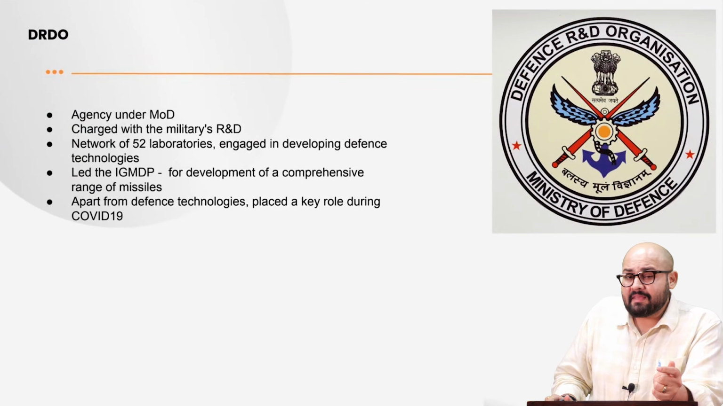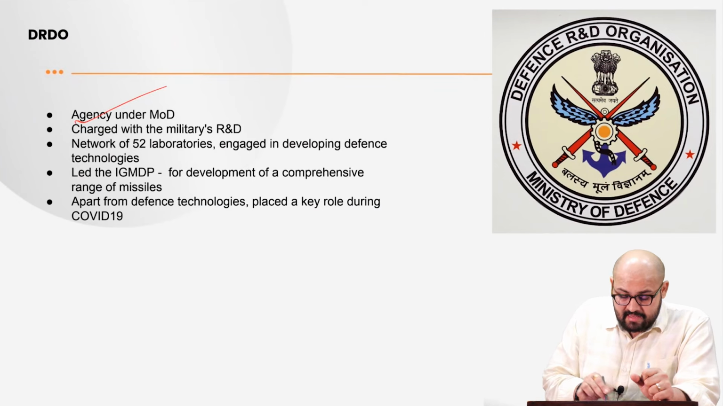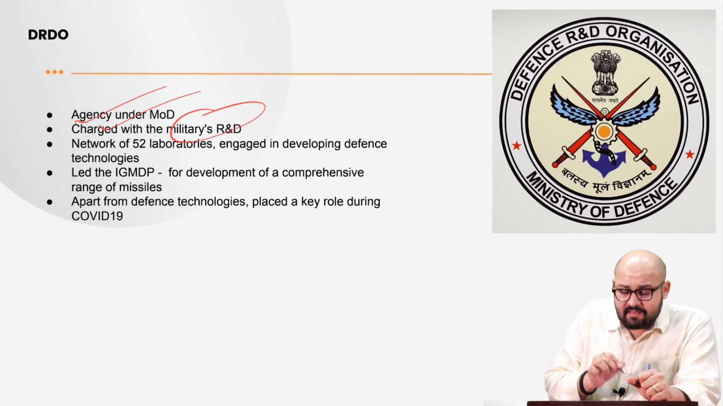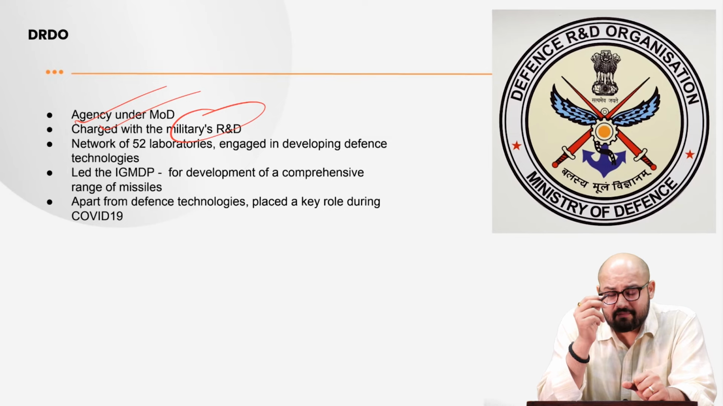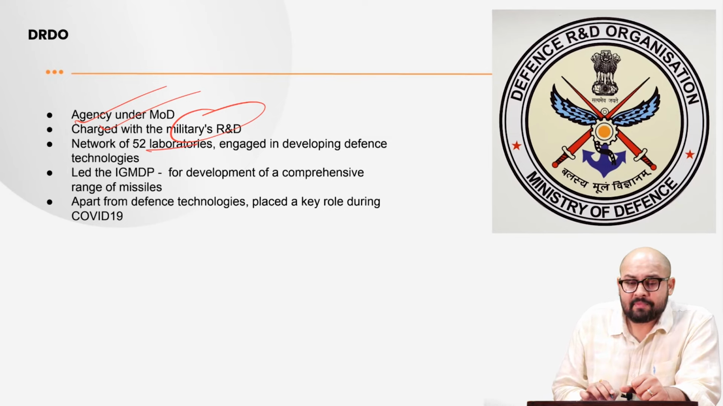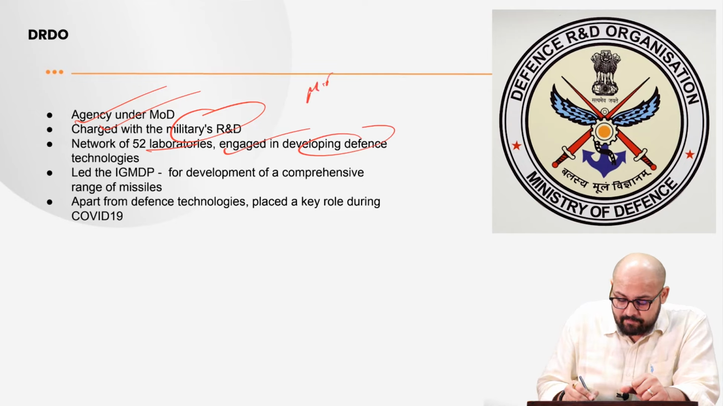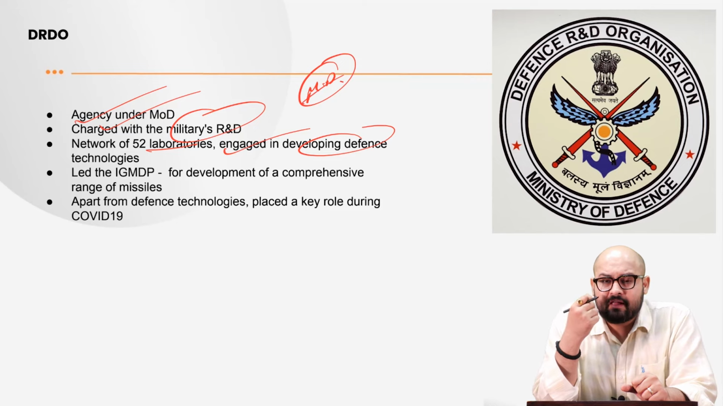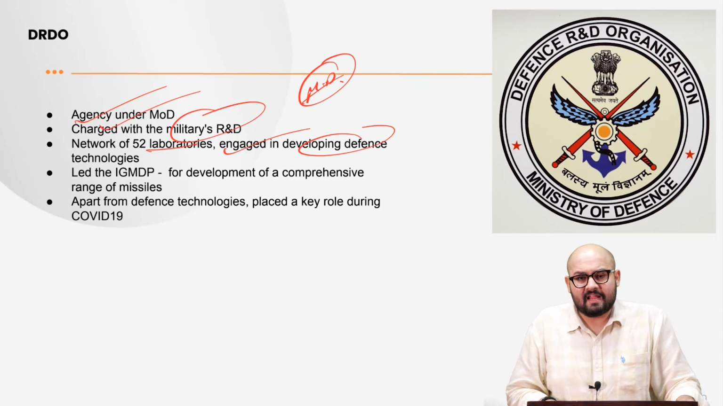So it is a primary agency when it comes to research and development in the military domain. It is an agency which comes under the Ministry of Defense. It is charged with the research and development for the Army, Navy and Air Force. Now, it has a network of 52 laboratories around India. It is headquartered in Delhi, and is engaged in developing defense technologies in avionics, in missile development, right, in equipment for the Air Force, in defense systems, right? So these are the systems which the DRDO focuses upon.